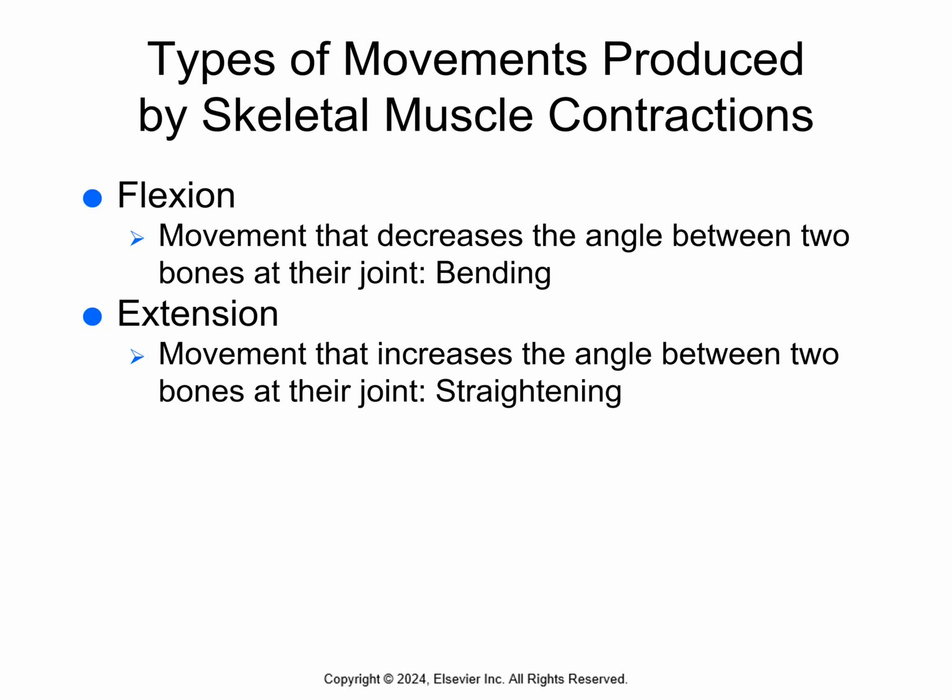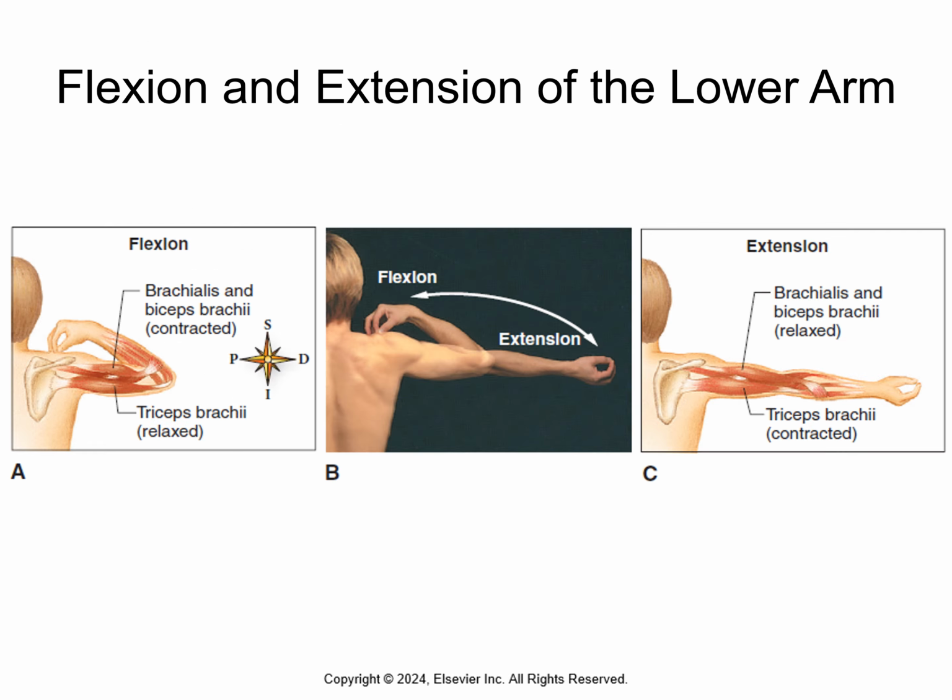Types of movements we talked about earlier, even in the skeletal system. Flexion, movement that decreases the angle between two bones at the joint. Bending. Extension is straightening because it increases the angle between two bones at the joint. So this is also in your book, page 233, figure 9-9. You do need to know how to distinguish each one of these movements. Flexion, extension. These are what they call isotonic movements.